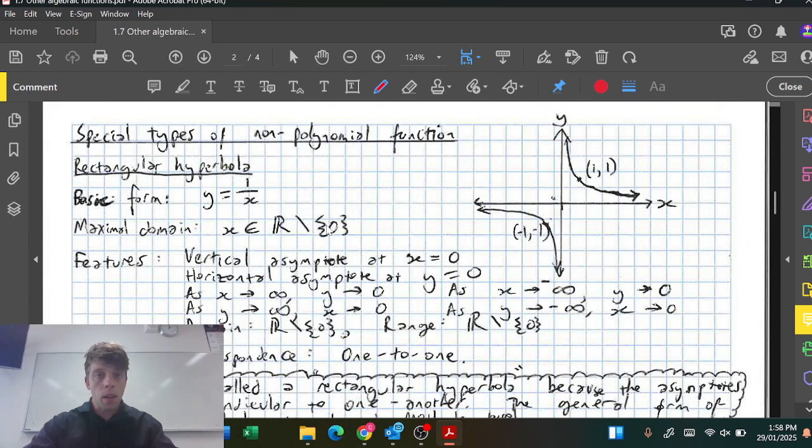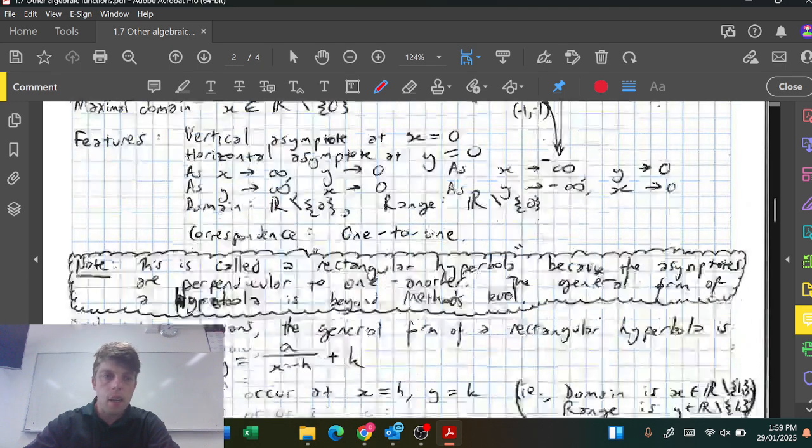All right. Now, the next part of the exercise is looking at a bunch of different types of non-polynomial functions, and then describing a few of the key characteristics of these. So I'll just go through these and I'll do a few examples at the end. So the first one is called the rectangular hyperbola. It looks like this, y equals 1 over x.